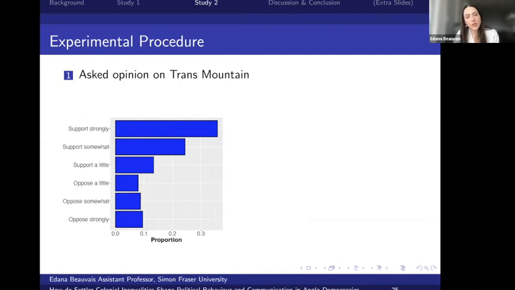For the experimental procedure, there are 3 steps. First, we asked respondents their opinion on the Trans Mountain Pipeline: whether they strongly supported, somewhat supported, supported a little, opposed somewhat, or opposed strongly. Here you can see that there are more respondents who supported the pipeline than opposed it.